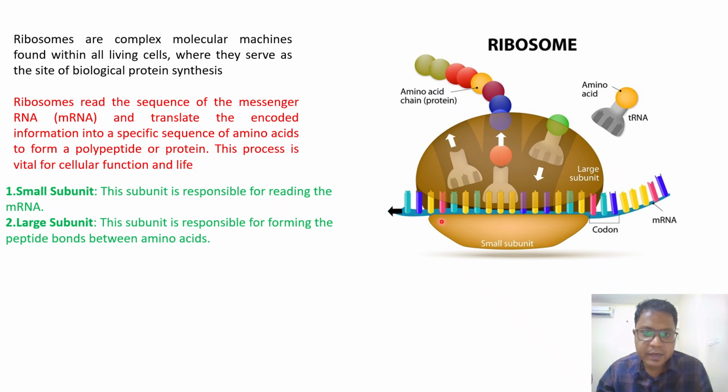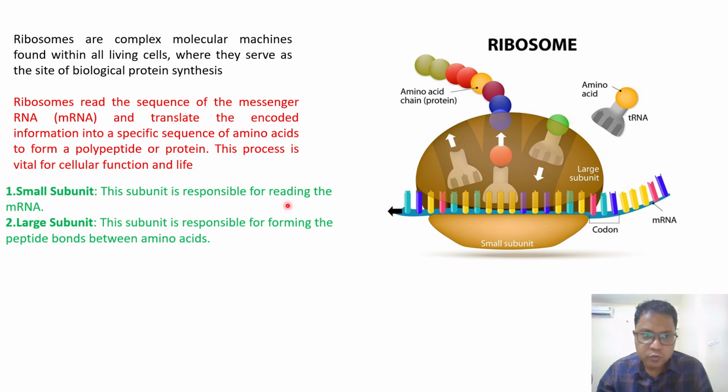So this is the overall pictorial representation we can see. Ribosomes are complex molecular machines found within the living cell. They serve as the site of biological protein synthesis. The ribosome reads the sequence of messenger RNA, this is the messenger RNA, and translates the encoded information into the specific sequence of amino acids to form a polypeptide chain. This process is vital for cellular function and life.